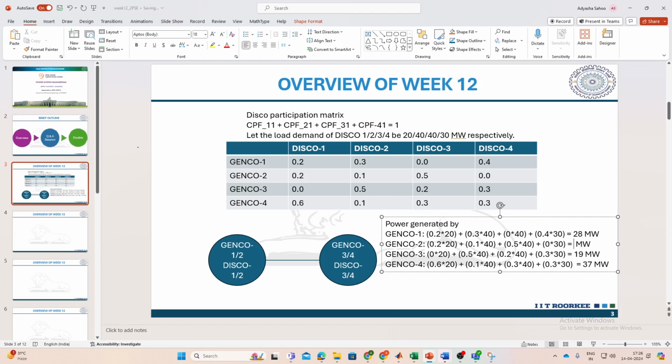This is also 28. Then 0, 0.5, 0.2, and 0.3, 37.